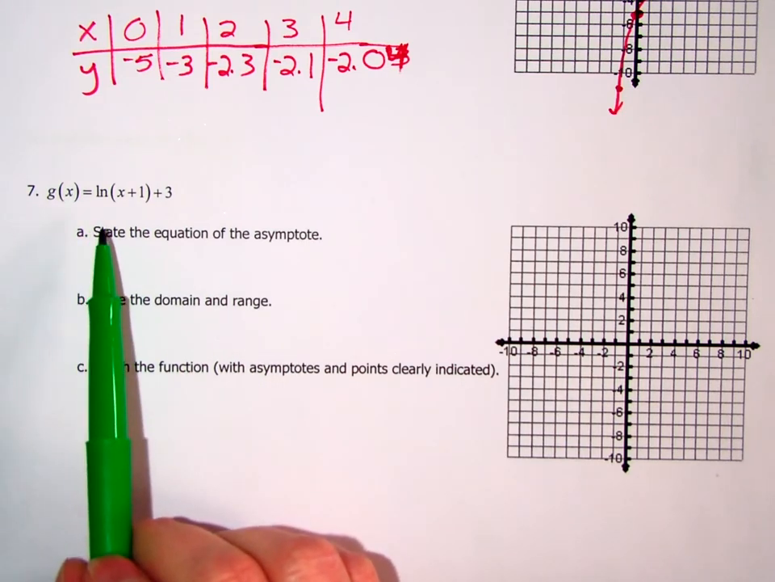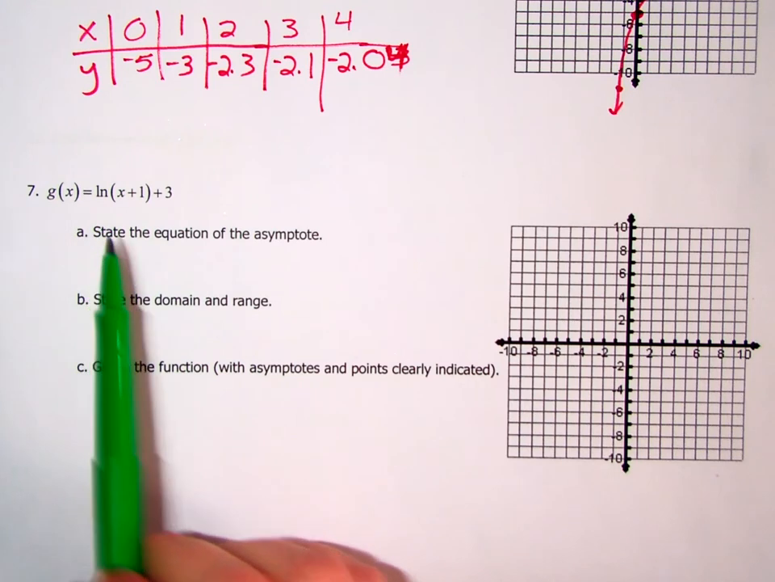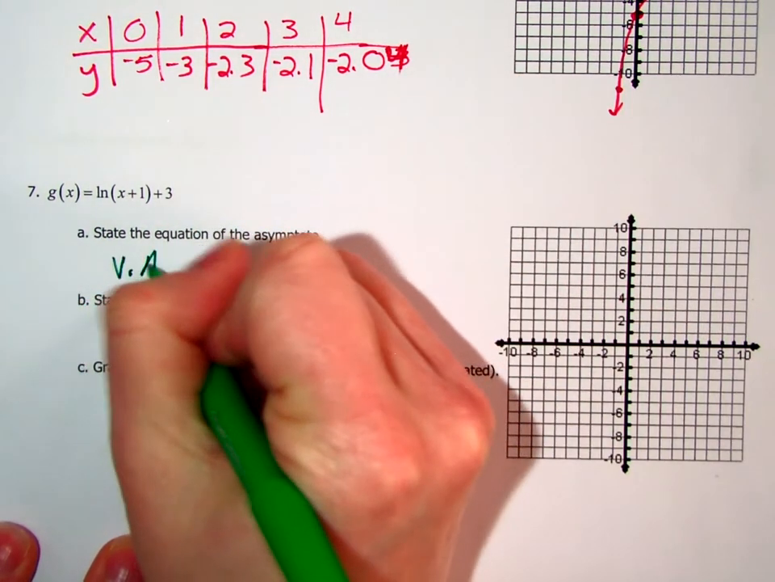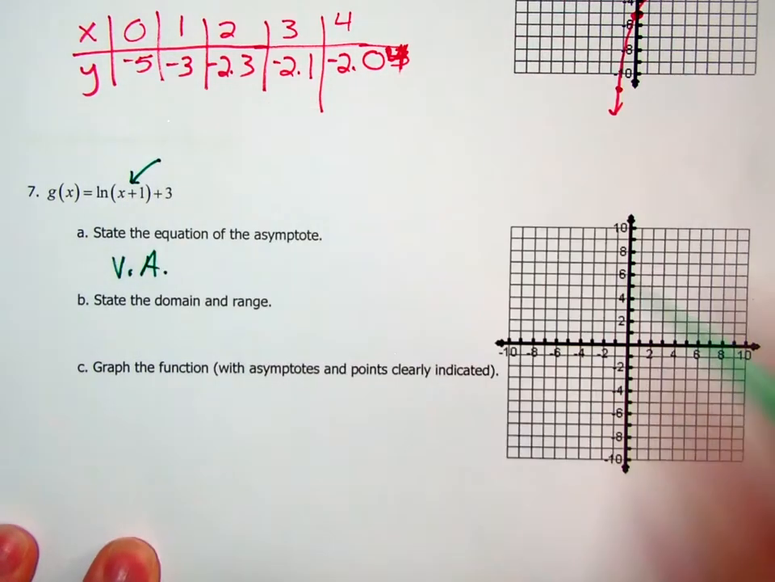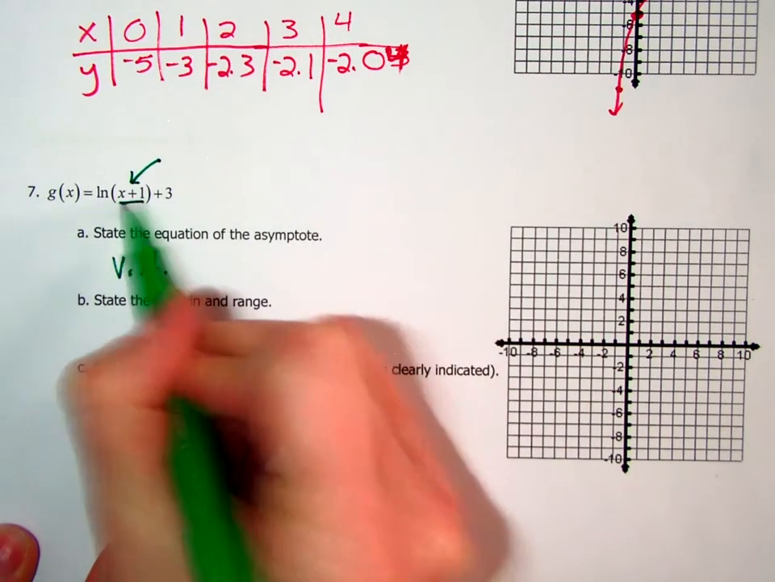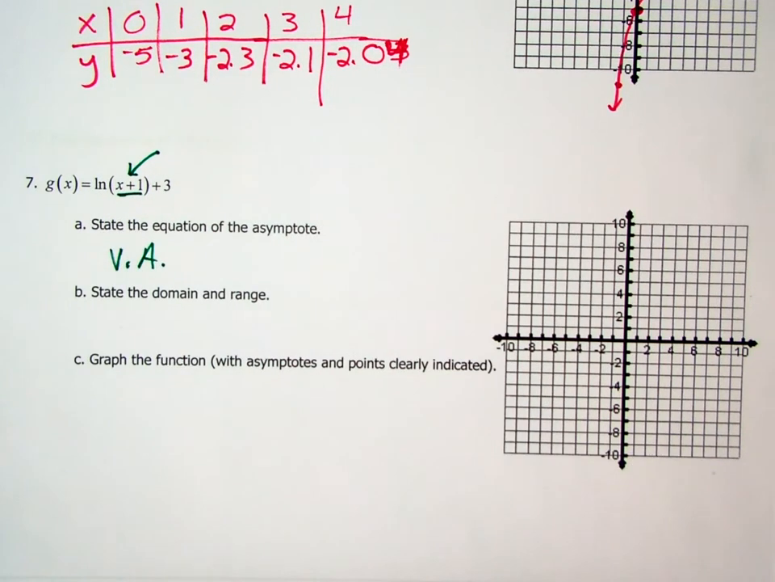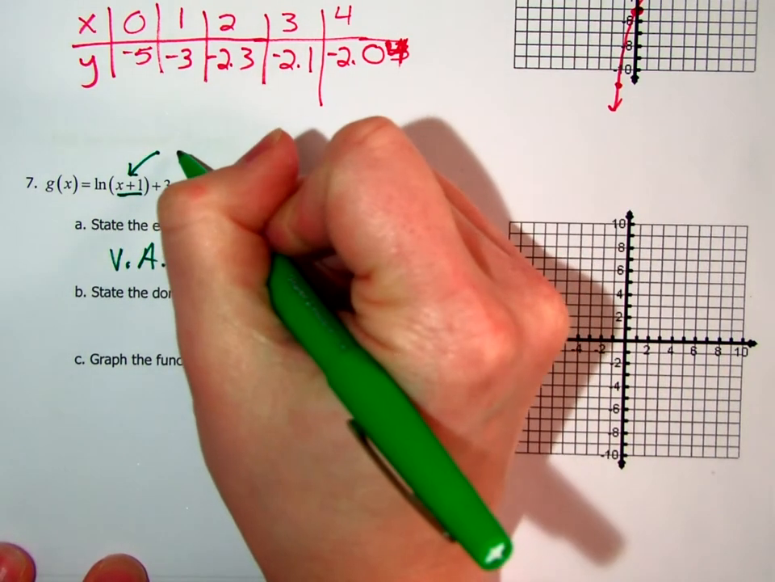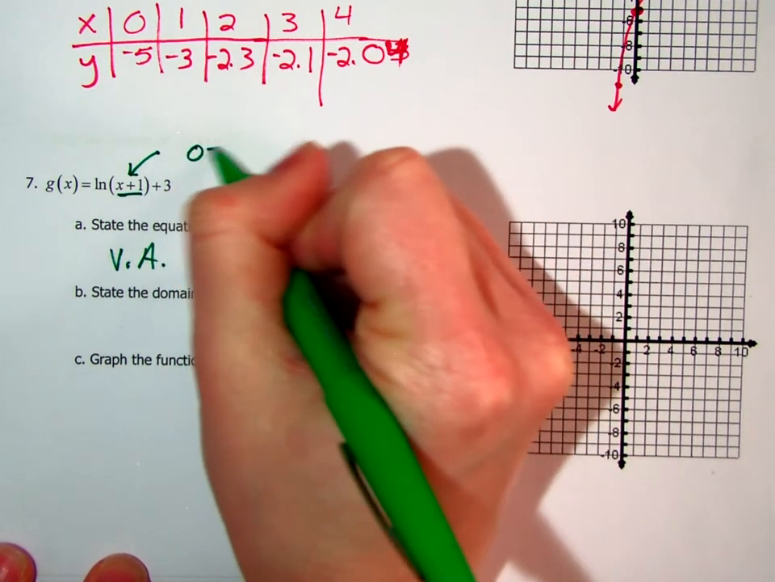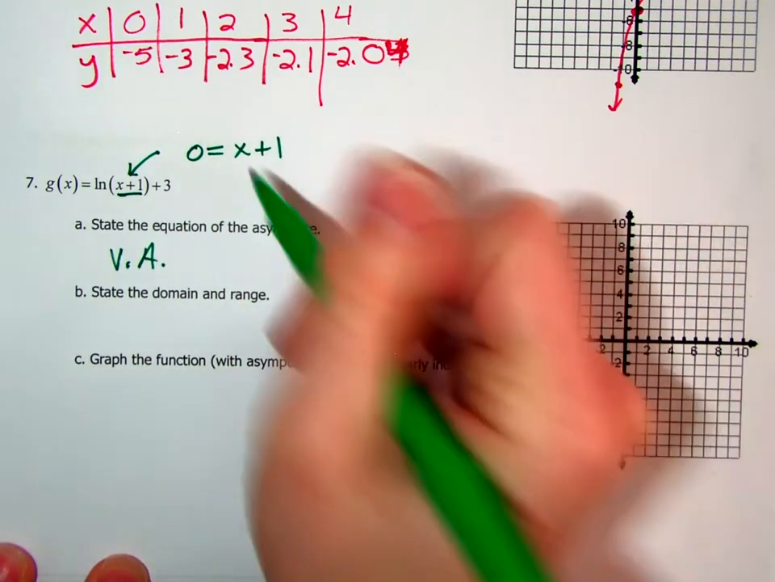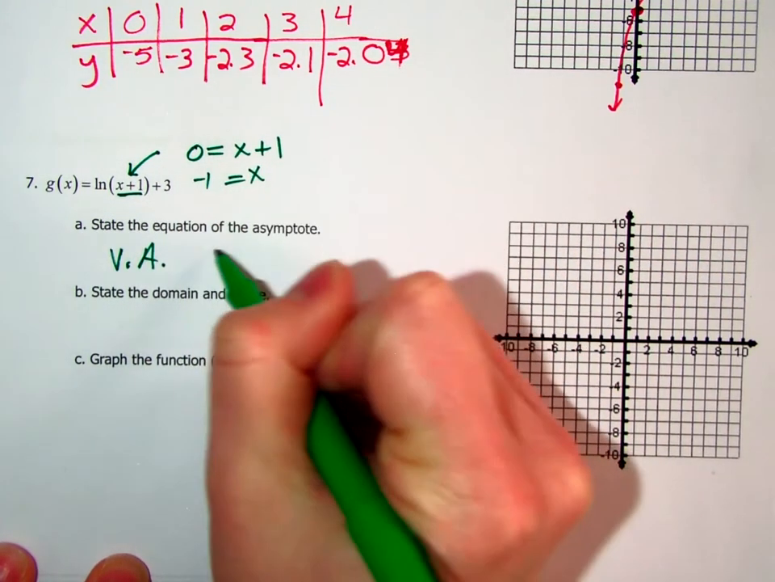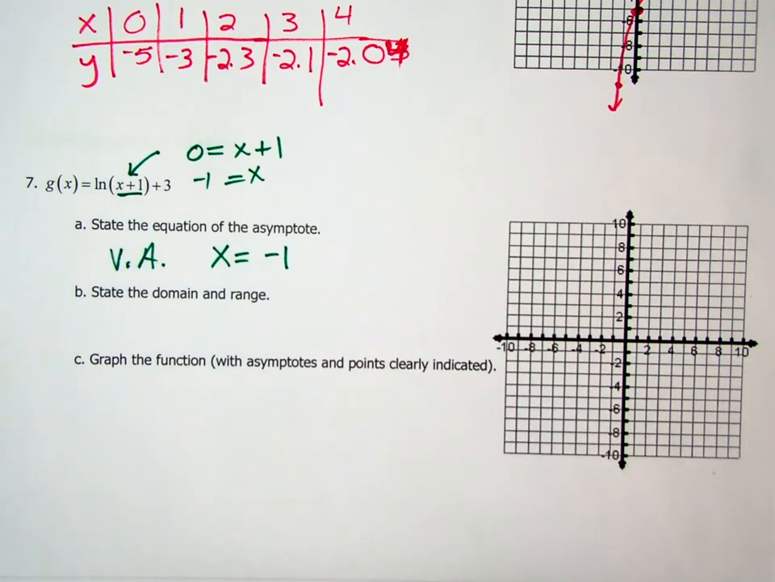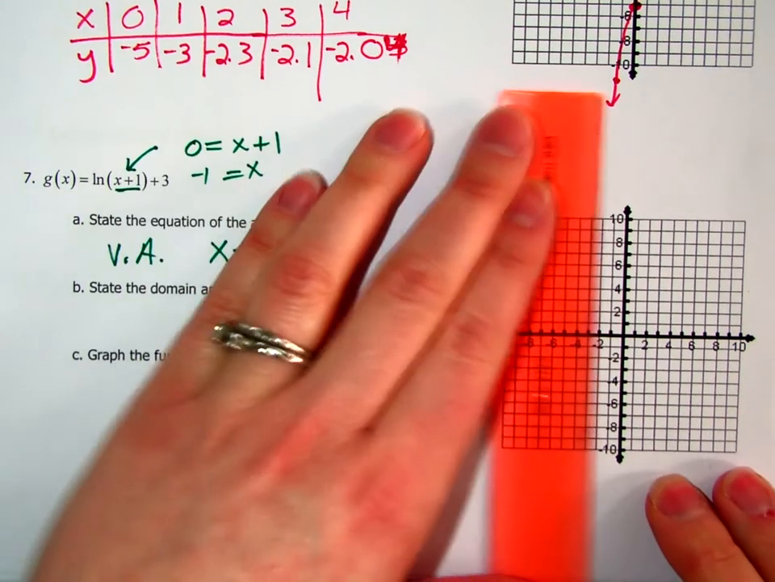logs also have asymptotes, but they don't have horizontal asymptotes. They have vertical asymptotes, and those vertical asymptotes come from the inside of the log, be it a natural log or a regular log. And remember, to find our vertical asymptote, we take that inside and we set it equal to 0. So 0 equals x plus 1, right? So that tells me x would equal -1. So my vertical asymptote is at x equals -1. And I can go ahead and plot that on my graph.